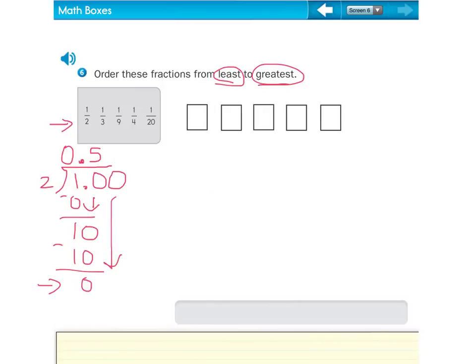Okay, but if I added it, draw my arrow all the way down to that equal sign, and now 2 goes into 0 0 times. So again, anytime I add a 0 at the end, it's going to stay the same. So 0.5 is the same as 0.50. 0.5 is the same as 1/2. 0.50 is the same as 1/2. So we're just finding fractions that are equivalent here. Okay, so 1/2 is the same as the decimal 0.5, which is the same as the decimal 0.50.